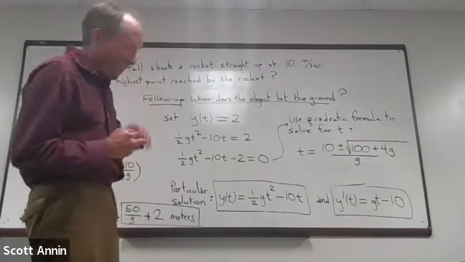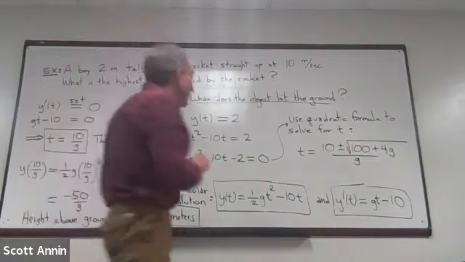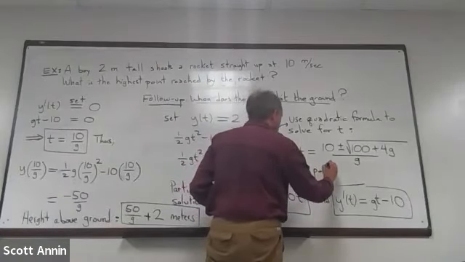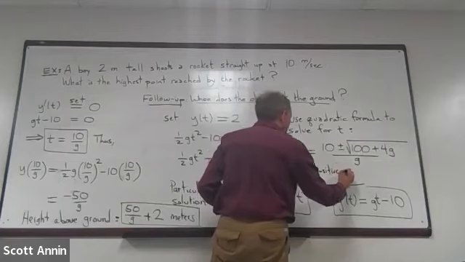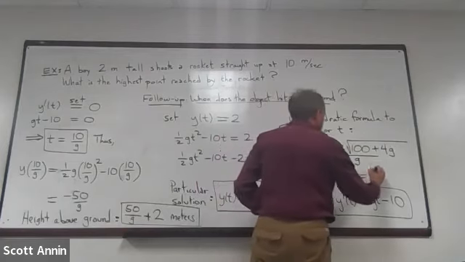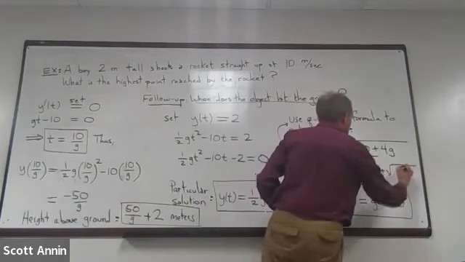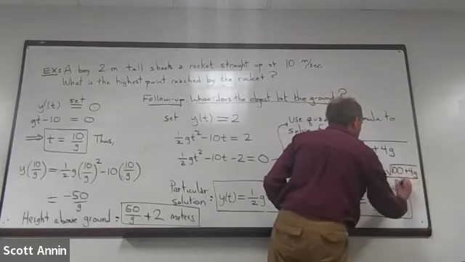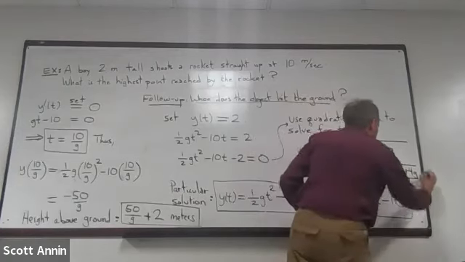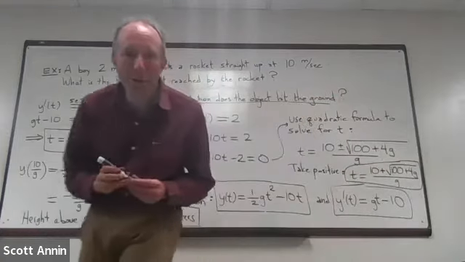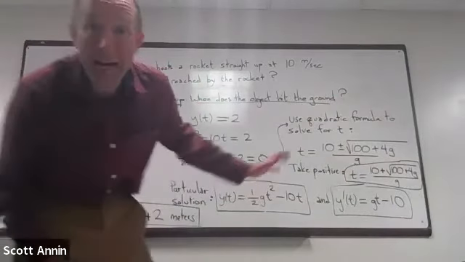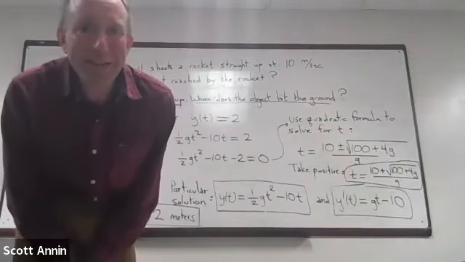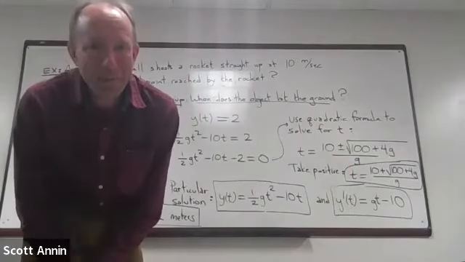So to do that, we just want to take the positive value, and that would simply be 10 plus the square root of 100 plus 4g, all over g. And with a calculator, you can, of course, get a specific numerical value, but I am much more interested right now in just the process, and leaving g in your answer would be totally acceptable to me.